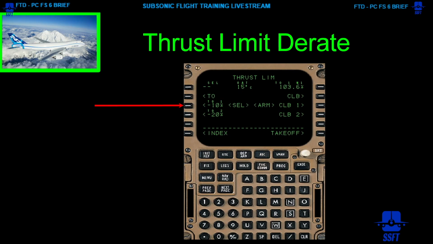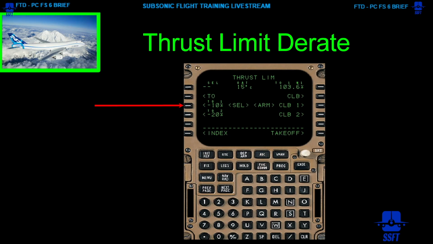The assumed temperature method would use the selected line here to pretend that the temperature is warmer than it actually is, to reduce the thrust. And of course, reducing the thrust based on your weight helps the engine life. So if you were to take off at full takeoff and full climb all the time, there would be a lot of wear and tear on the engine.